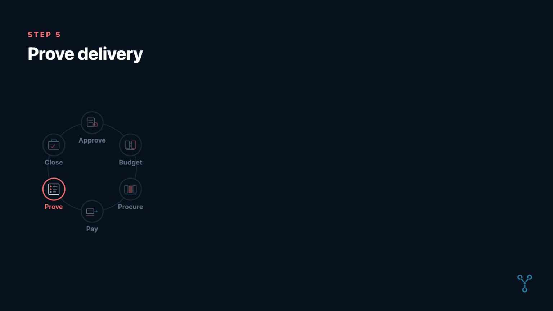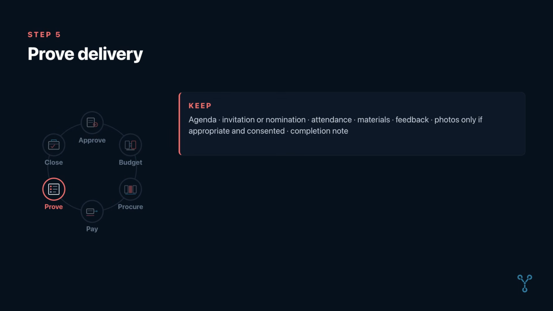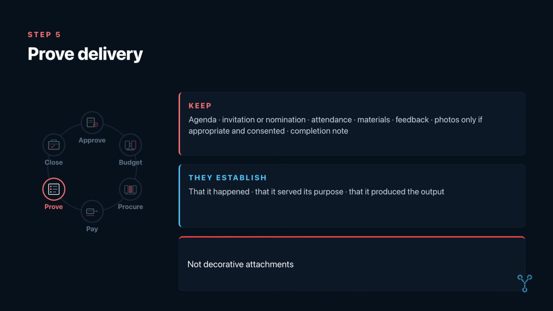Fifth, prove delivery. Keep the agenda, invitation, or nomination record, attendance, training materials, participant feedback where relevant, photos only if appropriate and consented to, and a short completion note. These are not decorative attachments. They establish that the activity happened, served its stated purpose, and produced the expected output.